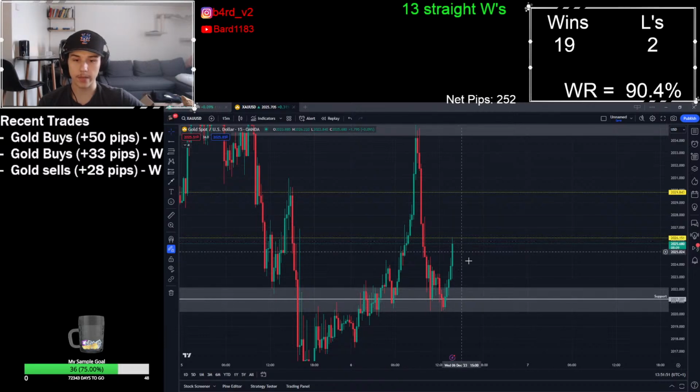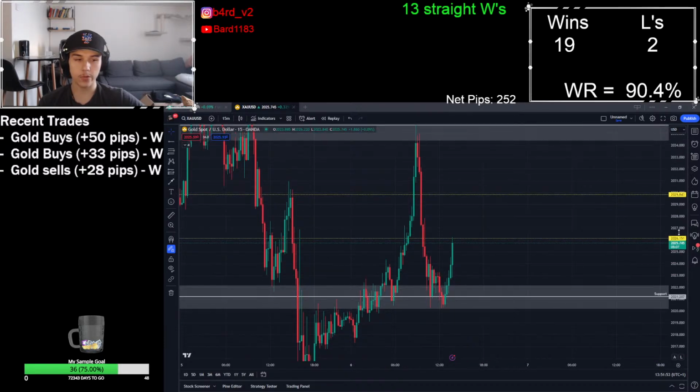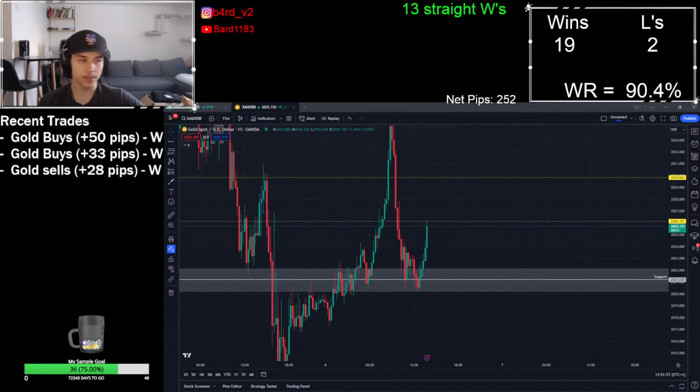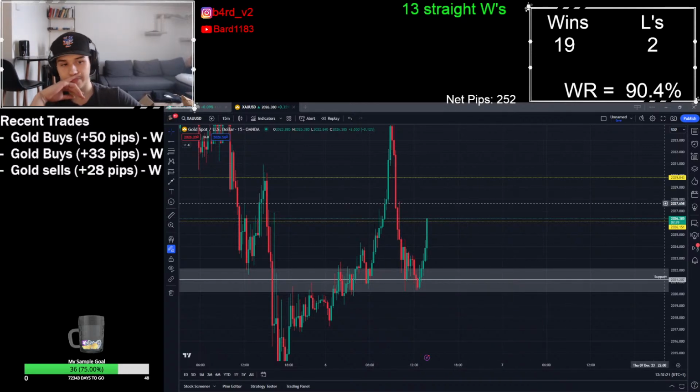Ooh, we came up and we tapped. This is what I didn't want to see, guys. I didn't want one bullish engulfing candle, right? I wanted the price to slowly make its way up. I wanted the price to create some structure. Yeah, here we go.